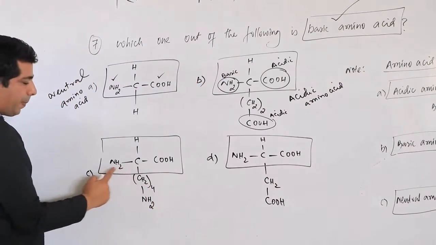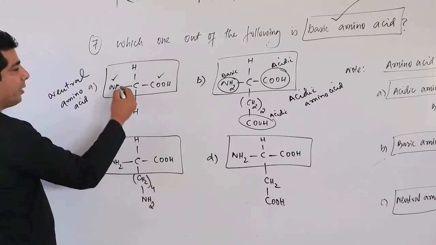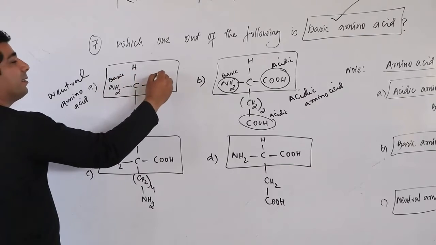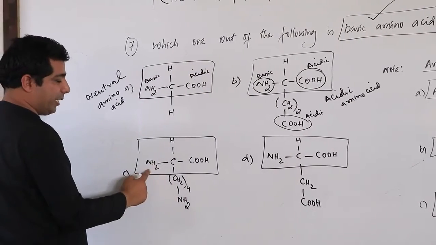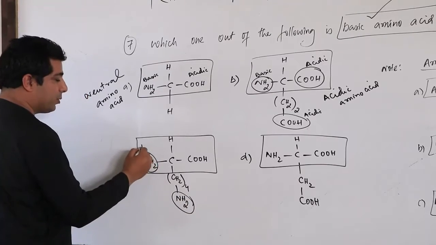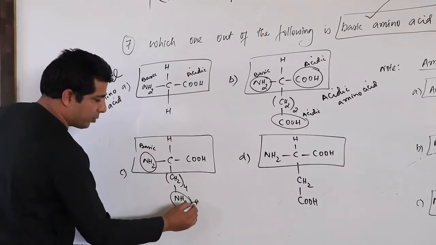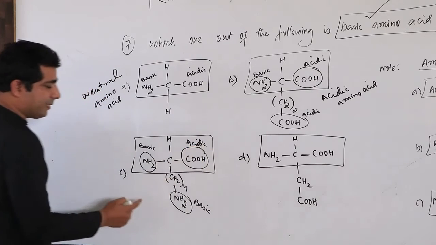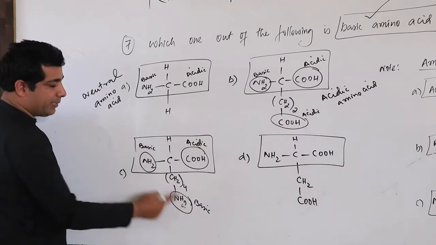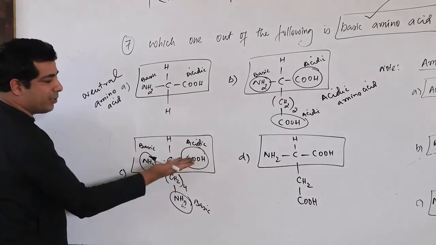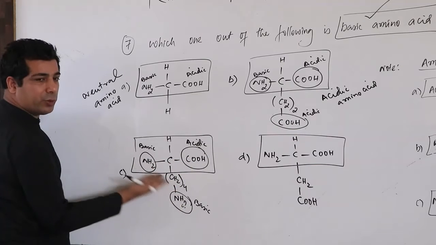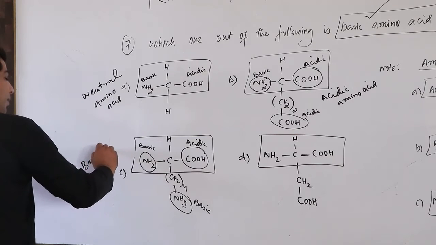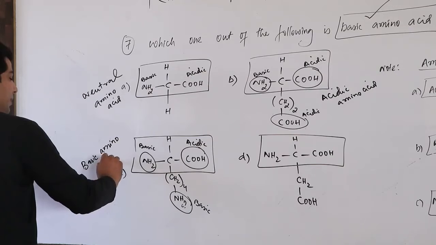Now look here, basic group and acidic group. Here we have one basic group and one acidic group. So this is basic and this guy is acidic group. This one is basic, this one is also basic, and this guy is acidic. Now in this case, we have two basic groups. Basic groups are more than acidic group. Acidic group is only 1, basic groups are 2, NH2 and NH2. That means this guy will be your basic amino acid.